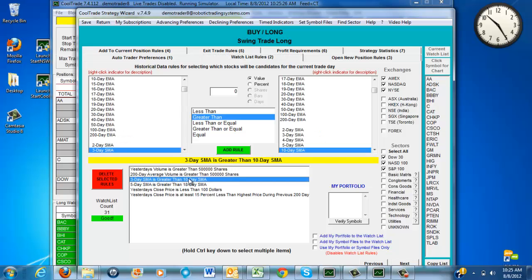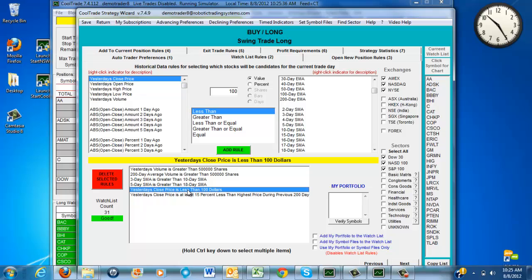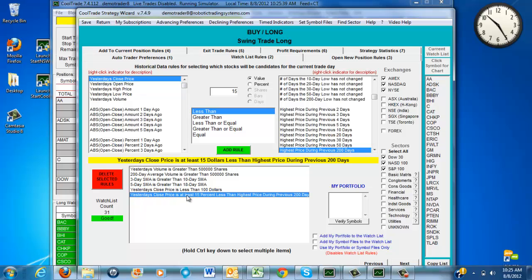The important ones here are the 3-day simple moving average is greater than the 10-day, and the 5-day simple moving average is greater than the 18-day simple moving average. Yesterday's close price is less than 100, and yesterday's close price is at least 15% less than the highest price during the previous 200 days. We are looking at the Dow 30, NASDAQ 100, and the S&P 100, and we have 31 symbols that meet that criteria.